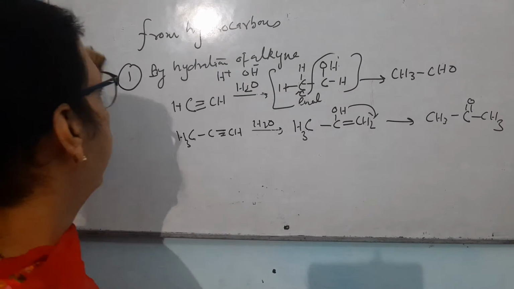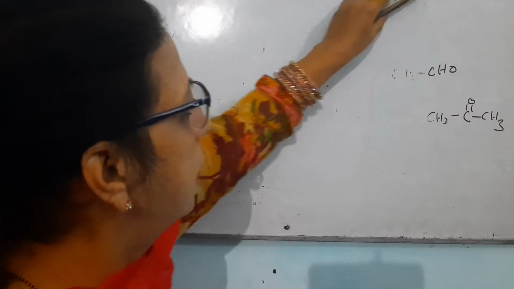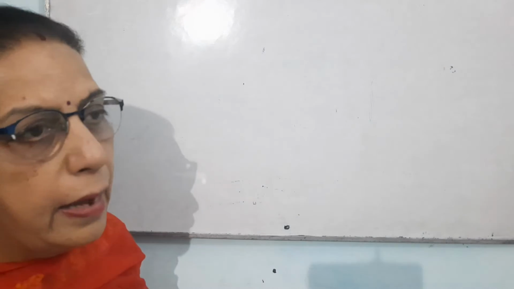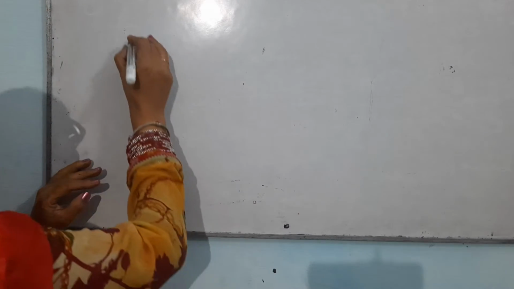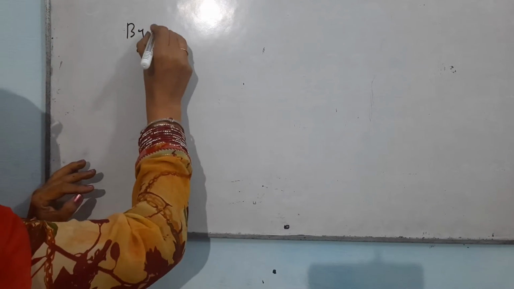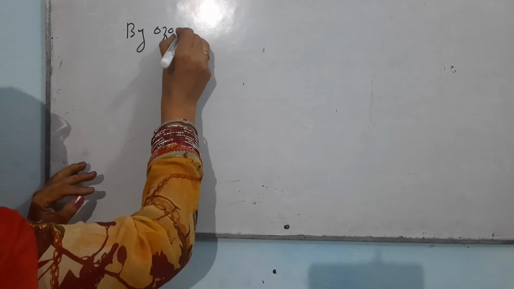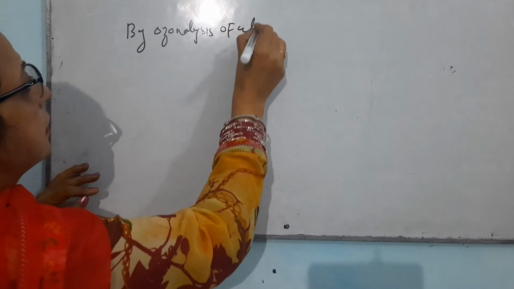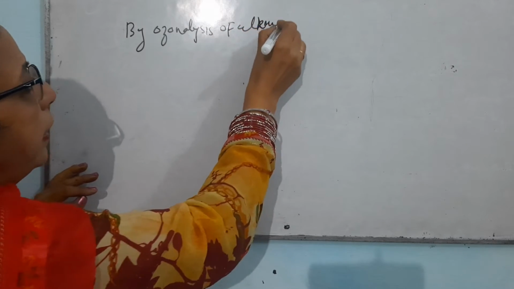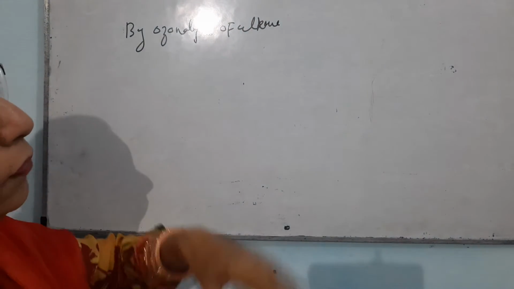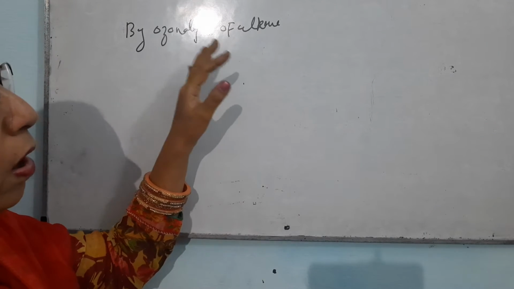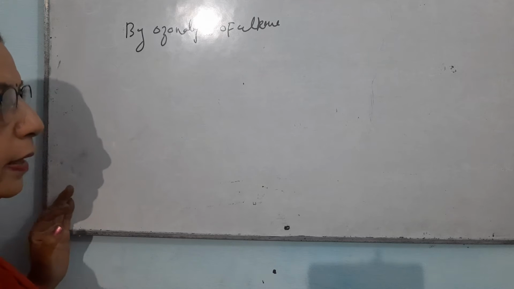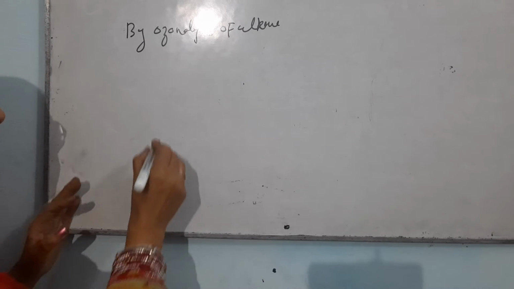Now, one more reaction which you have studied in class 11th also: the aldehydes can be prepared by ozonolysis of alkenes. There will be either formation of two aldehydic molecules or one aldehydic and one ketonic molecule. The reaction takes place in the presence of Zn.